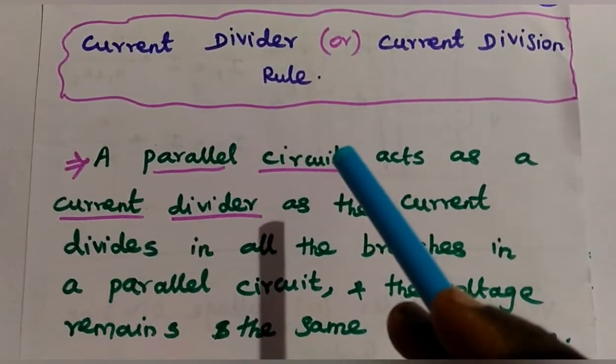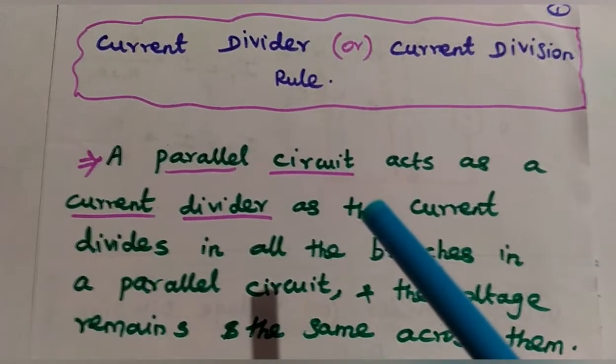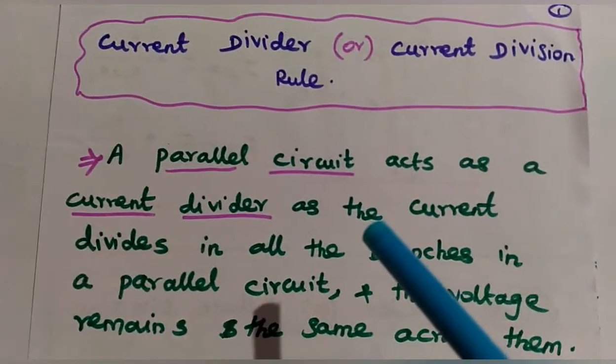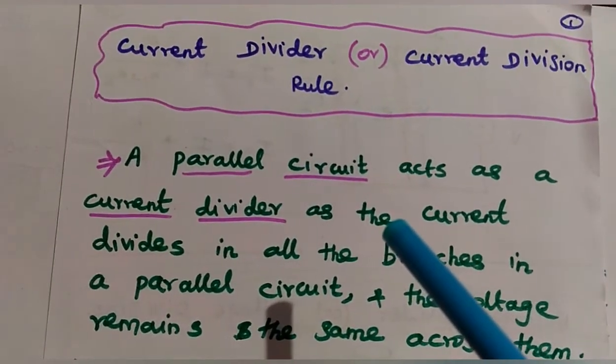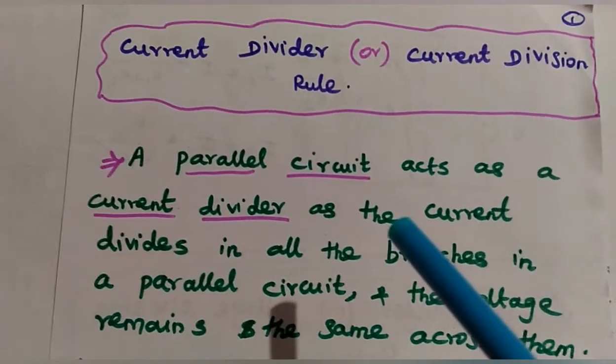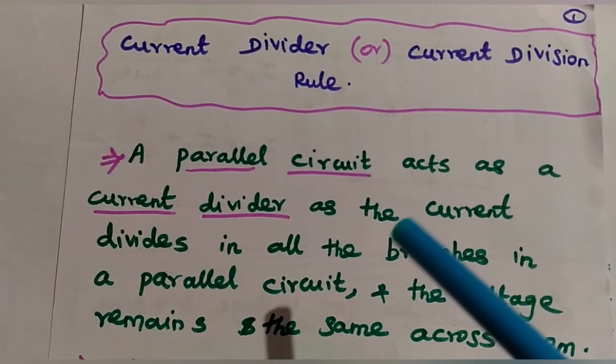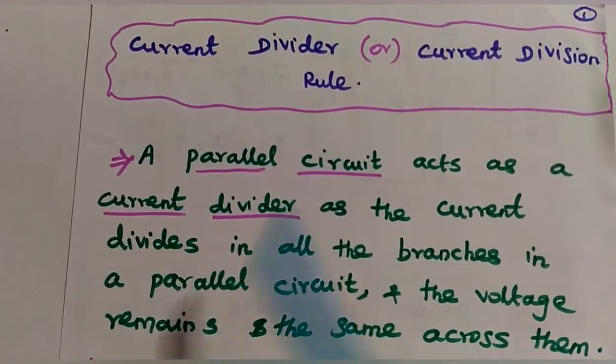These two rules are most commonly used while solving problems under power systems and circuit analysis. These are the basic rules for finding the current in a branch or the voltage across a particular resistance. We can directly use these two rules. So now let us see, what is the current divider rule, or current division rule?